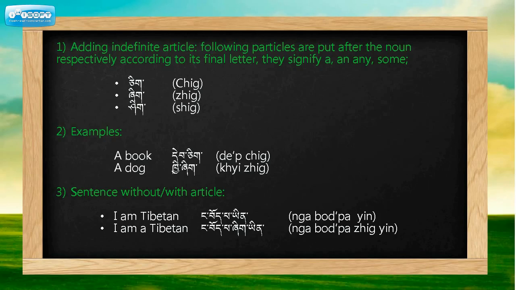Now let's make a sentence with or without articles. How do you say I am Tibetan? Nga purpa yin. Now, let's see the change. If we add articles, how do we say I am a Tibetan?